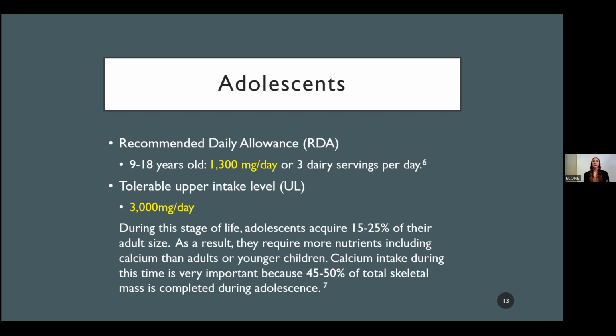During that stage of adolescence, it's obviously a very important time in a child's life. There's a lot of growing, and they actually acquire 15 to 25% of their adult size. Because of this, they require more nutrients, including calcium, than adults or younger children. And calcium intake during this time is important because 45 to 50% of total skeletal mass is completed during adolescence.